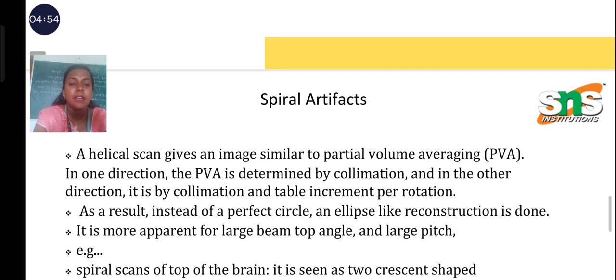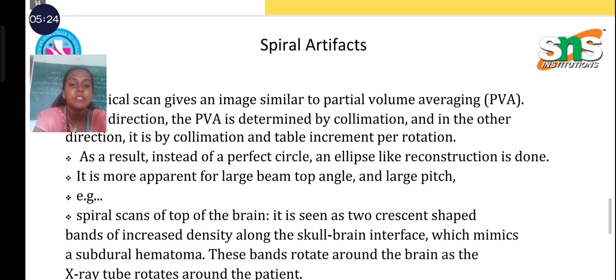Spiral artifact. A helical scan gives an image similar to partial volume averaging. In one direction, the partial volume averaging is determined by collimation, and in the other direction it is determined by collimation and table increment per rotation. As a result, instead of a perfect circle, an ellipse-like reconstruction is done. It is more apparent for large cone beam angle and large pitch.